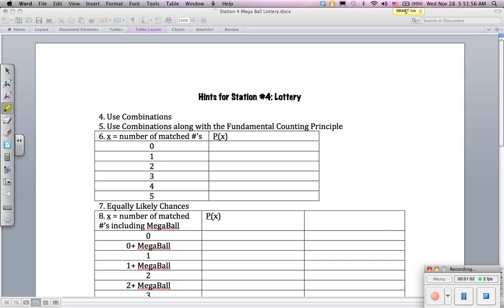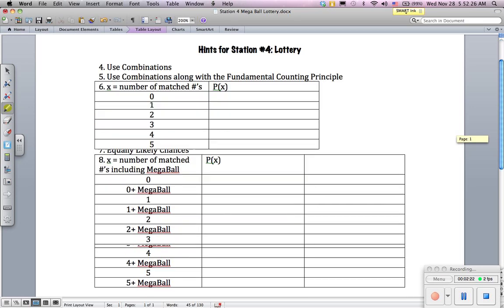Question number 7 is just asking what's the probability of matching the mega ball. Pay attention to the fact that there's a single mega ball numbered 1 to 46, and the person playing the lottery just needs to match that one mega ball. What's the probability of that? Realizing that the numbers 1 to 46 each have an equally likely chance of being selected.